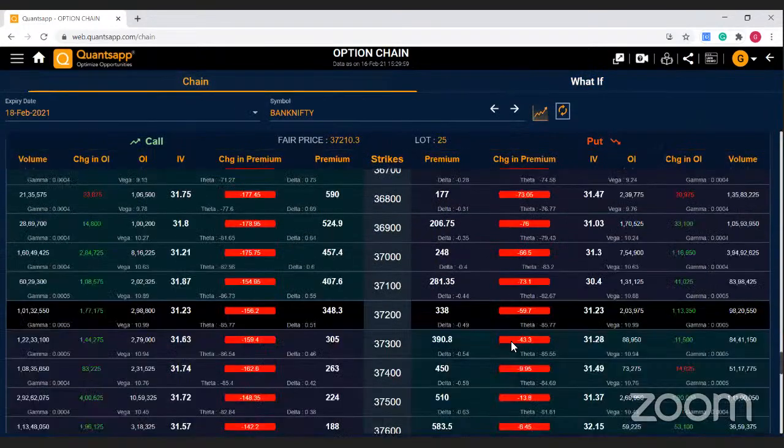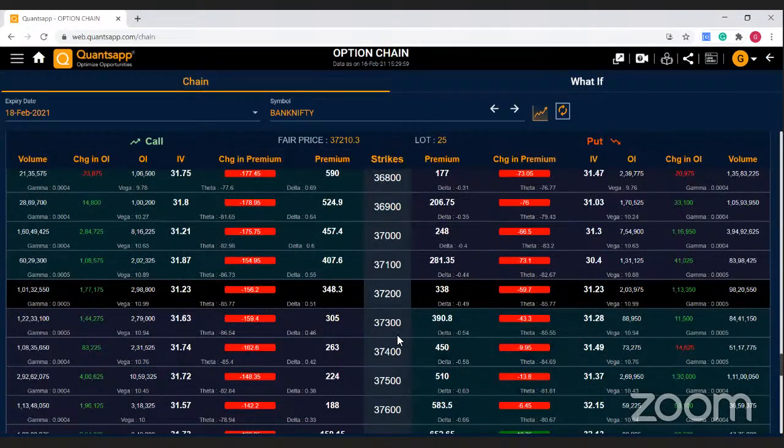So here we have the Bank Nifty chain. You can see all these strikes, premium, change in premium. So it's highlighted how the change in the premium has occurred. Then you have the IV, OI, change in OI and volume. And below that, you can see the Greeks for all of them. So this is the all-in-one where I can see the Greeks, which is very important when I'm doing options.